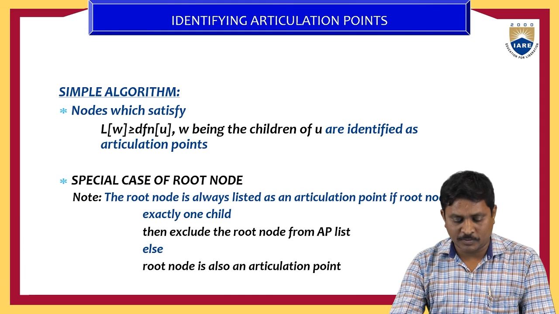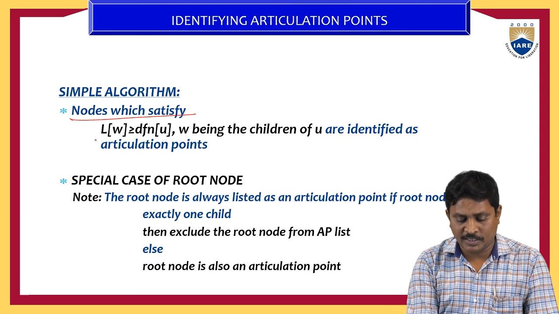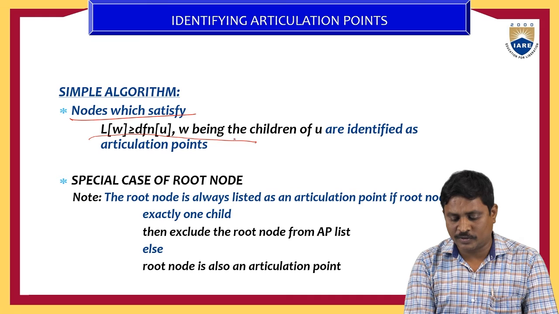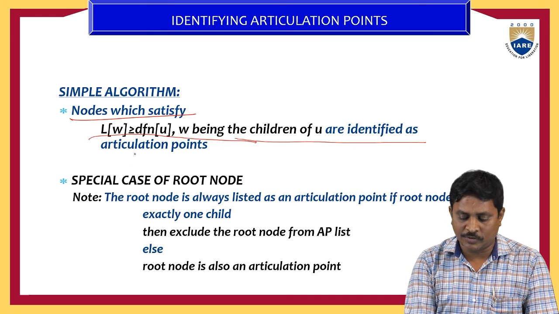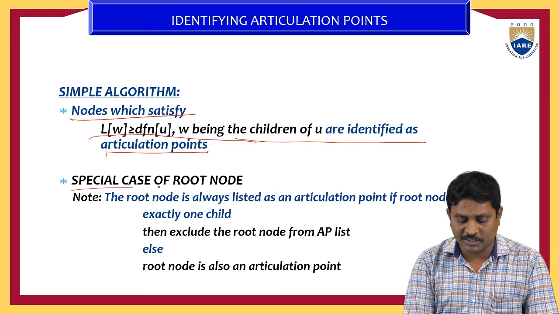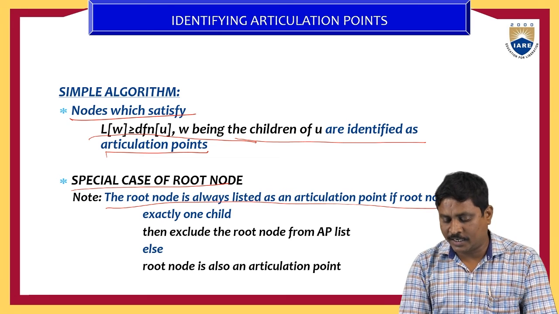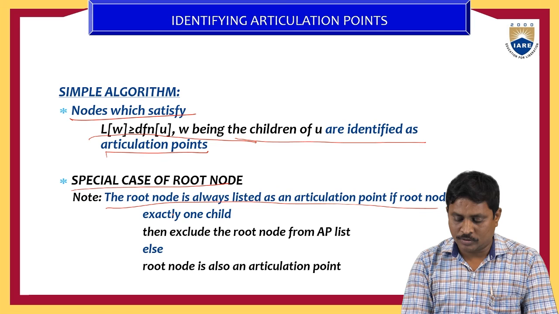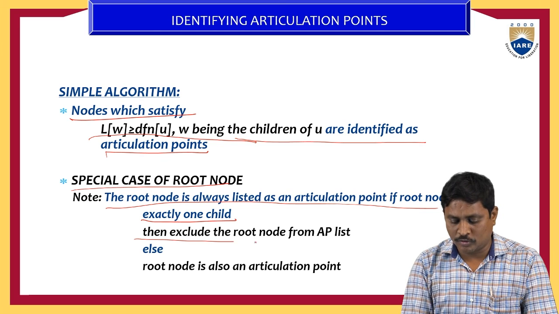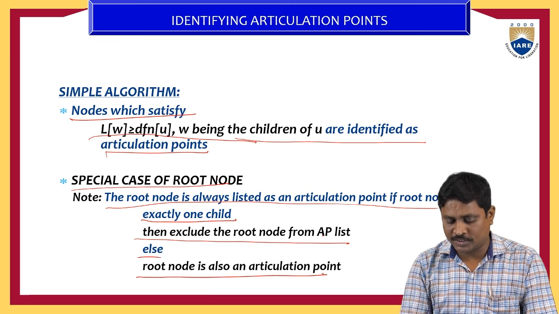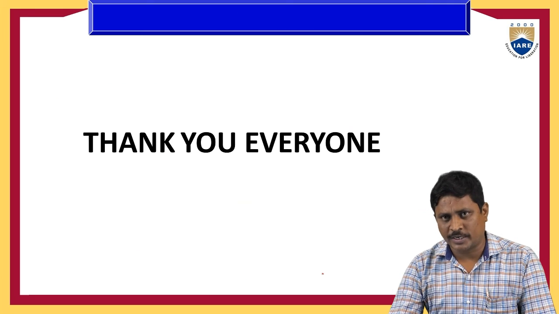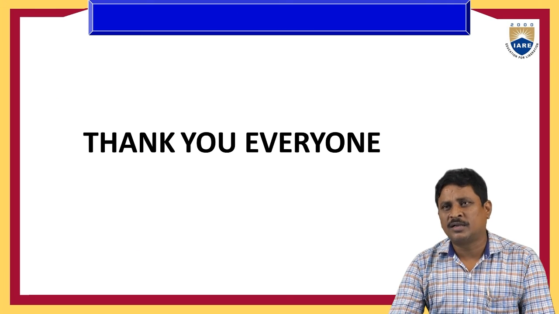So, identifying articulation points: nodes which satisfy L of w greater than or equal to dfn of u, where w is a child of u, are identified as articulation points. Special case of the root node: the root node is always listed as an articulation point. If the root node has exactly one child, then exclude the root node from the articulation point list; else the root node is also an articulation point. So up to this point, connected and biconnected components are completed.